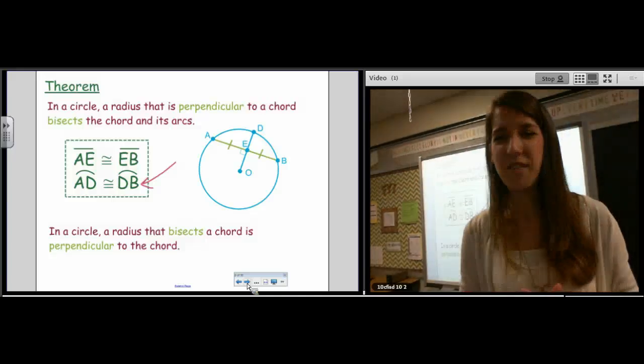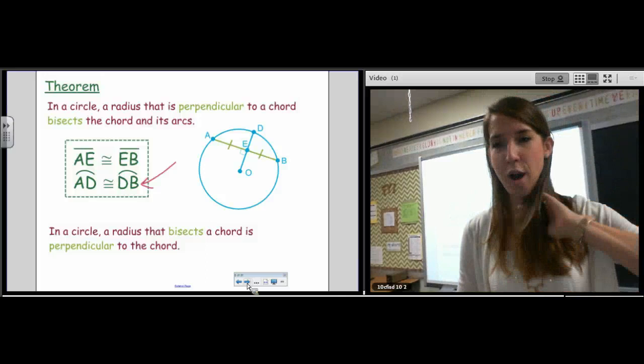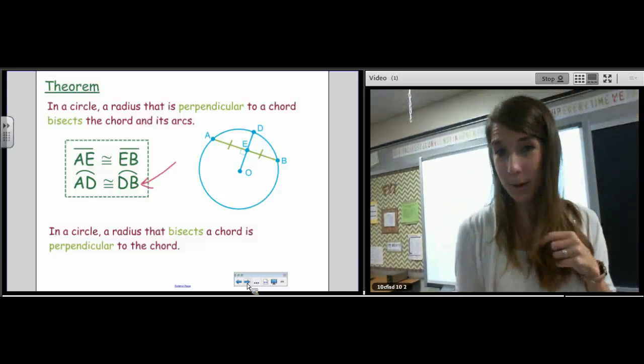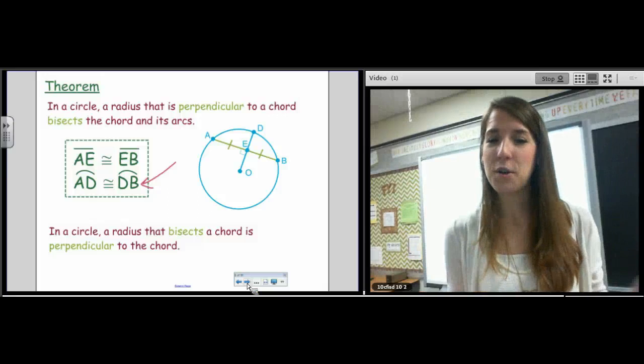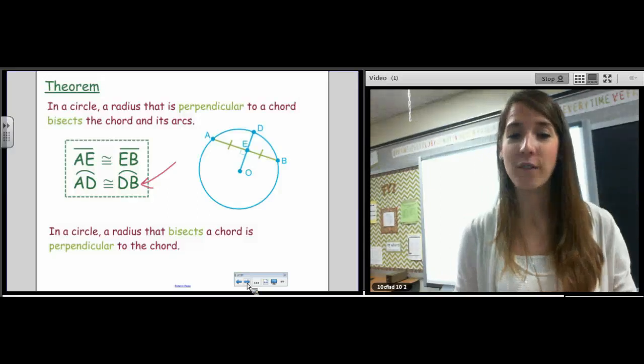It's not the opposite of inverse, because inverse is when you put not. A radius that is not perpendicular to a chord does not bisect the chord. And that's also true, but that's not the same as converse.